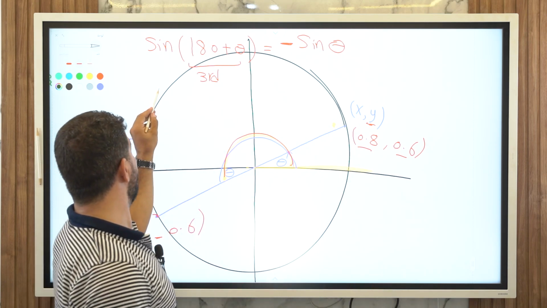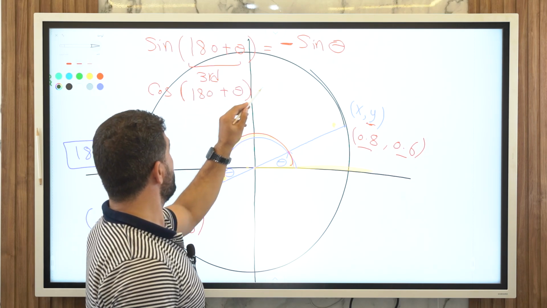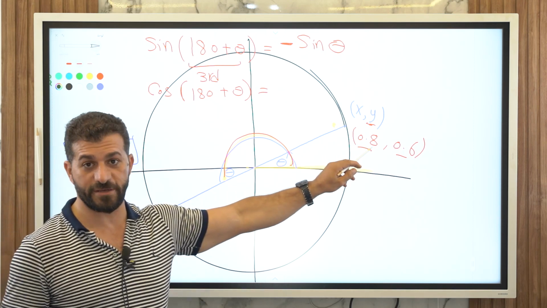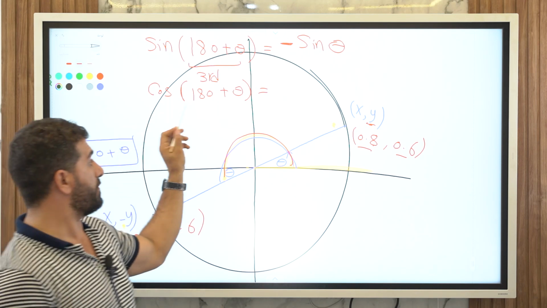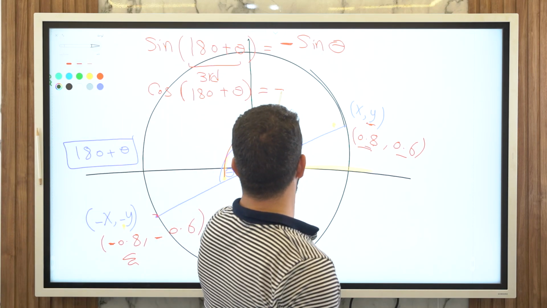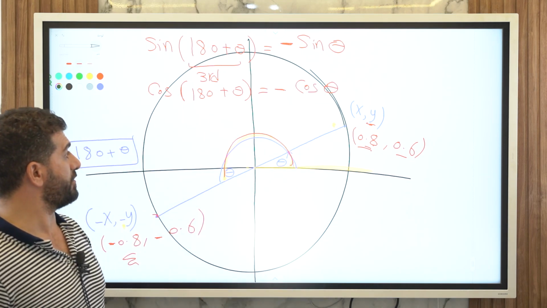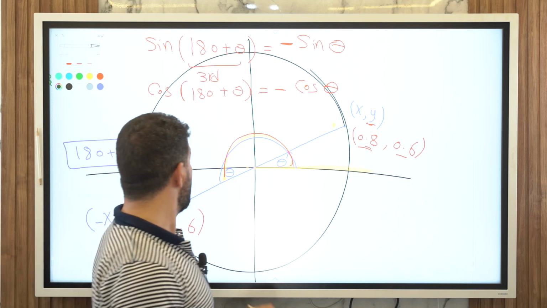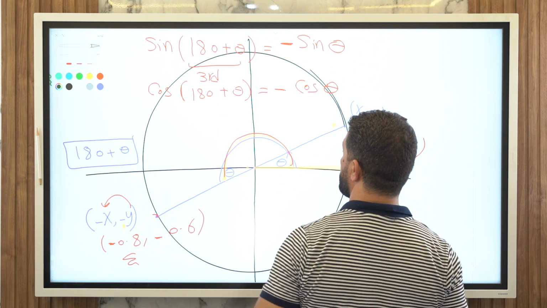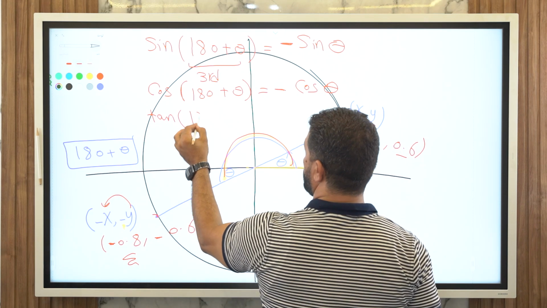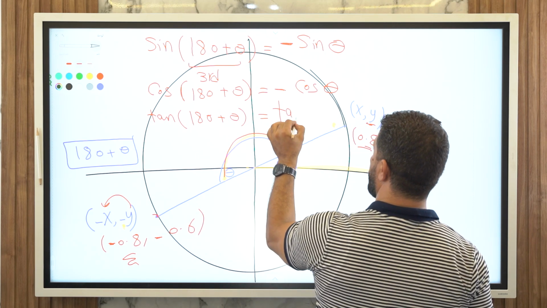And what about cosine? Cosine 180 plus theta: here cosine is 0.8, and here cosine is negative 0.8. So it will be the same value, but a different sign, negative cosine theta. So cosine 180 plus theta is equal to negative cosine theta. What about tan? Tan here is positive, because negative divided by negative is positive. So tan 180 plus theta is equal to tan theta.